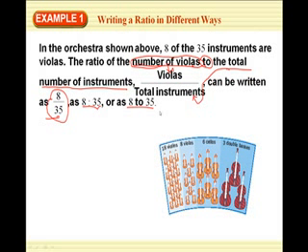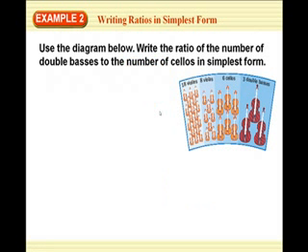So let's take a look at example 2. Use the diagram below. Write the ratio of the number of basses to the number of cellos. So here's our key word, "to" is the part that splits it. We want basses to cellos. So it'll be basses on the top, since that was written first, over cellos on the bottom, since that was written second. So how many basses are there? There's 3 over the number of cellos, which is 6.